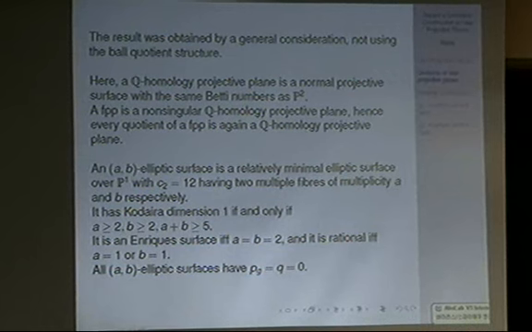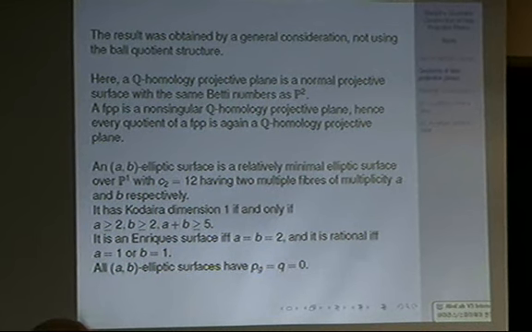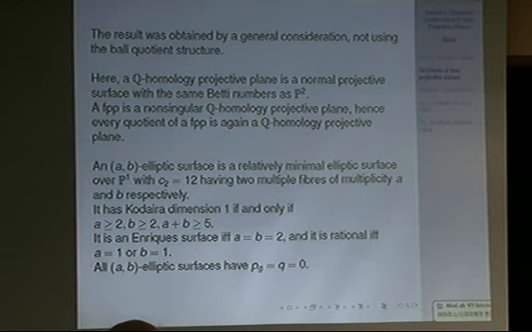And an AB elliptic surface is a relatively minimal elliptic surface over P1 with Euler characteristic 12, having two multiple fibers, of multiplicity A and B respectively, as I explained before. It has Kodaira dimension 1 if and only if A is bigger than or equal to 2, B is also bigger than or equal to 2, and their sum is bigger than or equal to 5. It is an Enriques surface if and only if A equals B equals 2, and it is rational if and only if A equals 1 or B equals 1.